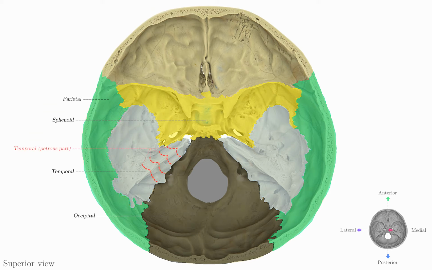This largely pyramidal-shaped structure is the petrous part of the temporal bone, with its apex orientated anteromedially. This area houses the structures of the ear and a number of cranial nerves and their branches. Moving inferiorly, you can see the internal acoustic meatus and jugular foramen.